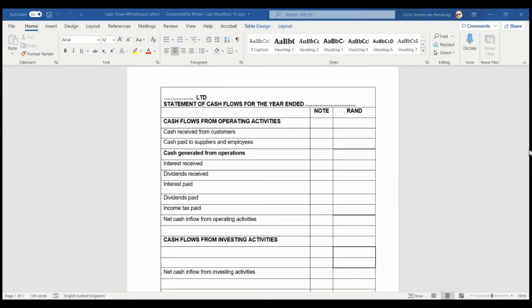Okay, ladies and gentlemen, before we proceed to the note, let us just do a general overview of the face of the statement of cash flows. Like we said, it's only the cash generated from operations section that differs between the direct and the indirect method. So we are presenting the face of our statement of cash flows on the direct method, and then one of the notes to the statement of cash flows will simply be the operations section disclosed by using the indirect method.